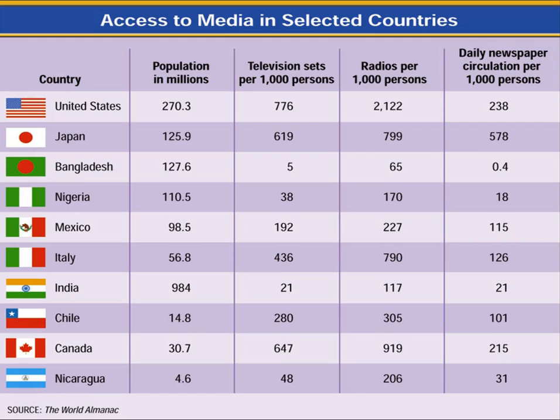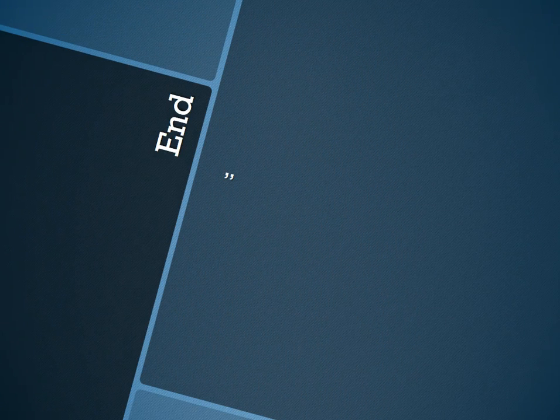We're pretty lucky in America that we have more mass media than almost any other country in the world. 270 million people in the United States, and out of them we have about 776 TVs per 1,000 people, over 2,000 radios per person, and over 238 newspapers per 1,000 people. And that is a pretty substantial number compared to most other countries in the world, but even sometimes this can be overwhelming. With so many sources out there, you might not even know where to turn to, and you may just get fed up and not actually look at any media.